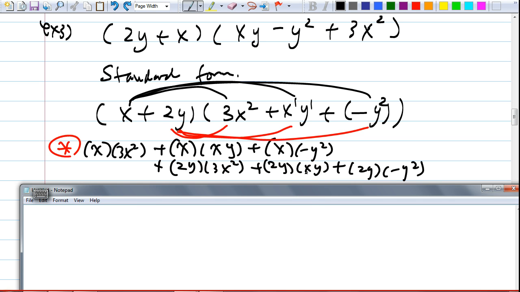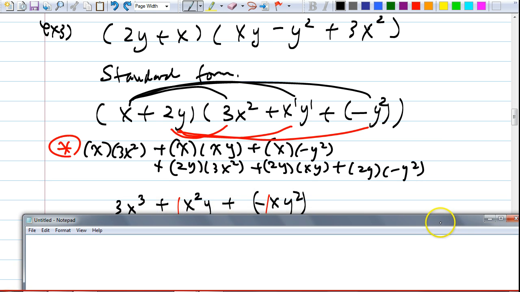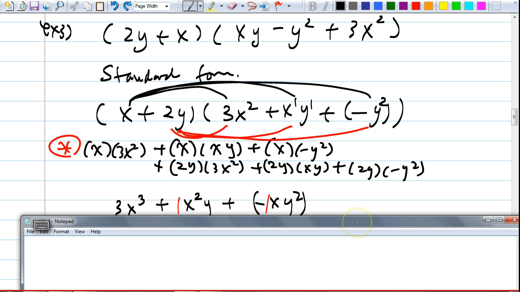Who could tell me what I get here? Talene? So you get 3x cubed plus x squared y plus negative xy squared. Good. Shirak, tell me what I get for the other one then. This is what you wanted to tell me, right? Okay, then when you multiply this, you get x squared y plus negative xy squared.